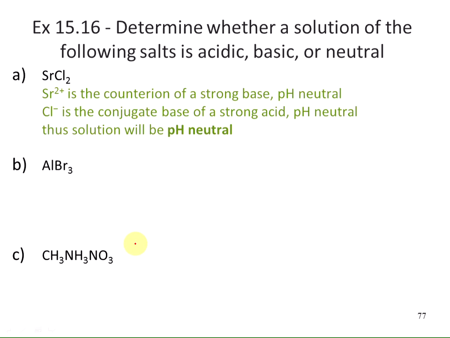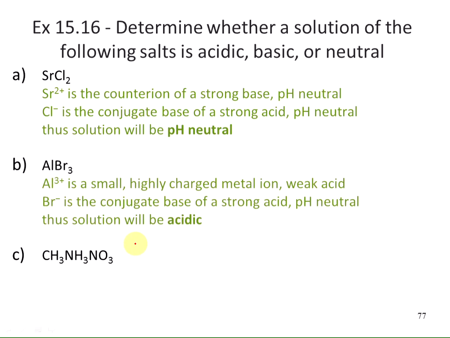Aluminum bromide, hopefully you said that the solution would be acidic. The aluminum 3 plus is a small, highly charged metal ion, so that forms a weak acid. The bromide is the conjugate base of a strong acid because, think of HBr, that's a strong acid. So the pH of that Br- is neutral. So the overall solution is acidic due to the aluminum 3 plus.